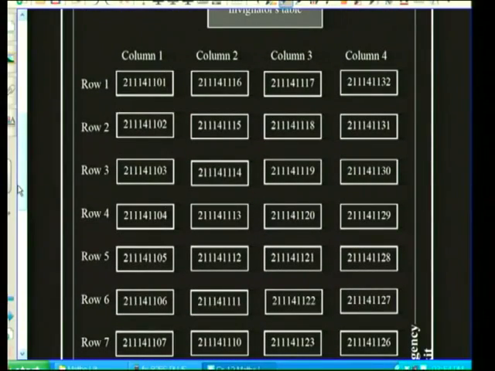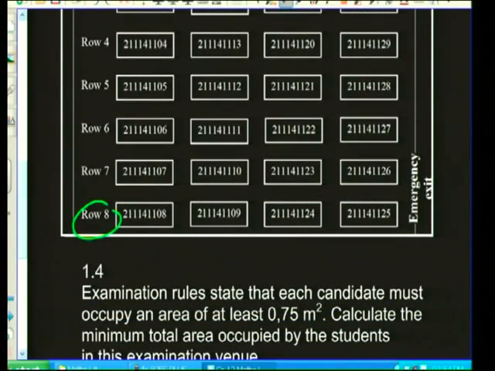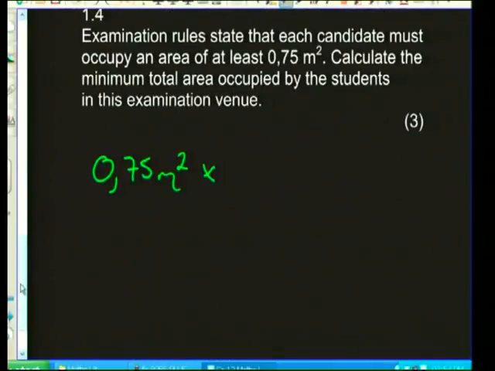And if you look, how many columns do I have? I have a total of 4 columns. How many rows? A total of 8. So how many candidates is that? Well, if I've got 4 columns and 8 rows, 4 times 8 is 32. So I've got 32 candidates.